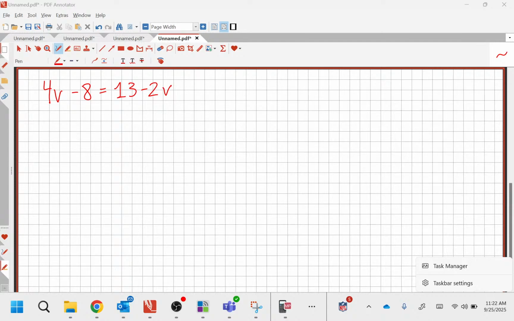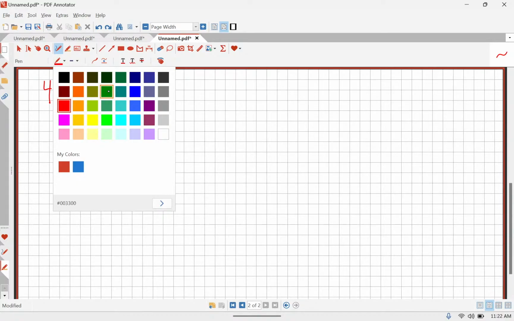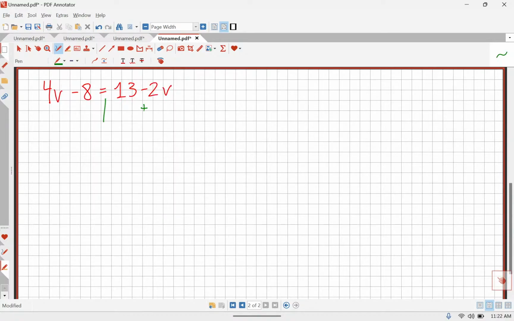Brooks, what would your first step be here? So we're going to take a minus 2v and add it here because negative 2v plus 2v is 0. We're all set. There's 2v. What does that make my equation now?